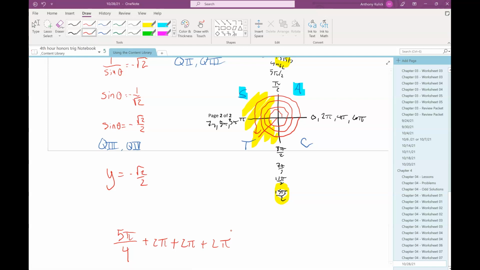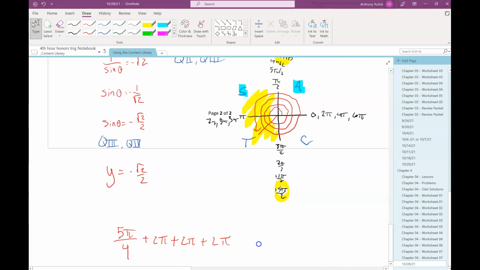So I'll be adding 2 pi 3 times. How do you make it out of 3 times? Just when I drew this, I crossed 1, 2, 3 times when I drew the standard position angle. Is that okay? Let me rephrase this. How do you know? It's more about how do we know we have to add it 3 times in order to get it?